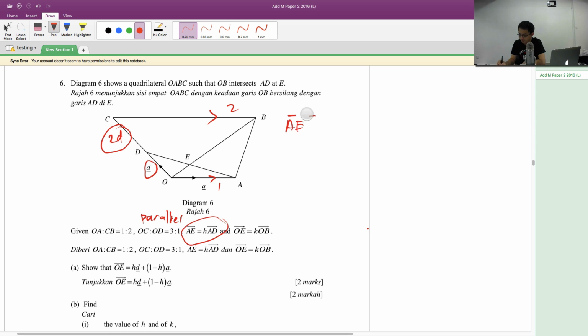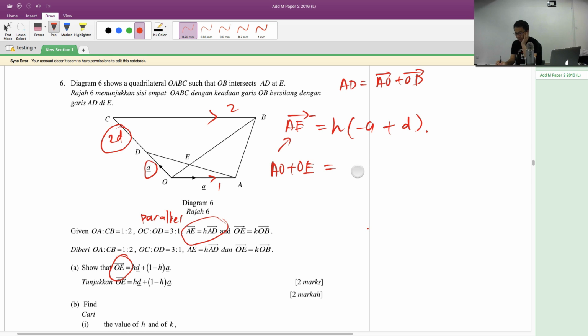So AE equals H AD. What is our A to D? AD basically equals A to O plus O to D. A to O is negative A, and OD is just D. So this is AE, but the question asks for OE, so I have to separate this one. It becomes AO plus OE. Definitely I can multiply in. This should be negative HA plus HD.